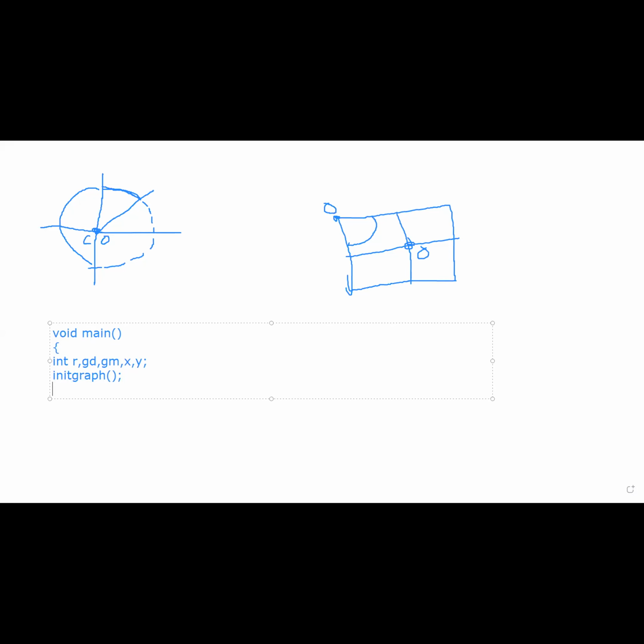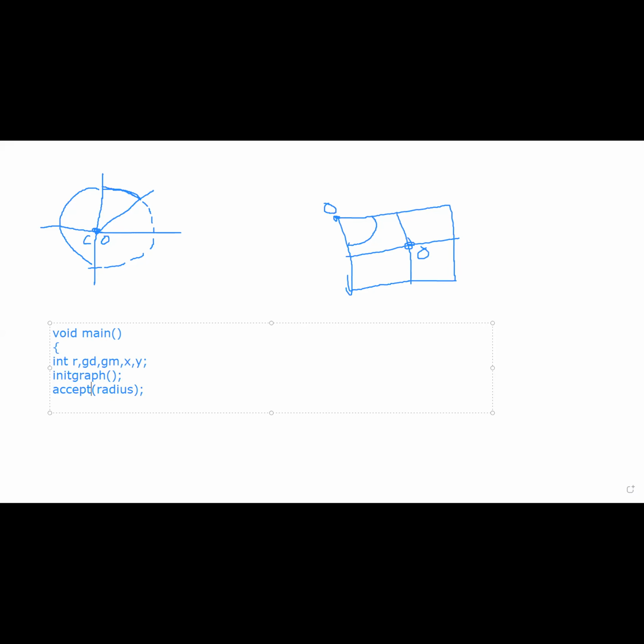Then I will be using the actual algorithm steps. I will be accepting the r value from the user. So in short, I will write a pseudocode. Instead of print radius, I will write accept radius. Here you have to get the value for the radius by using printf and scanf statements as usual.